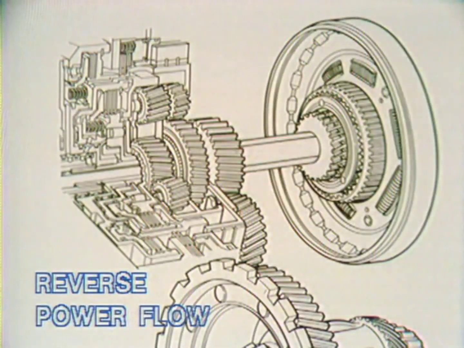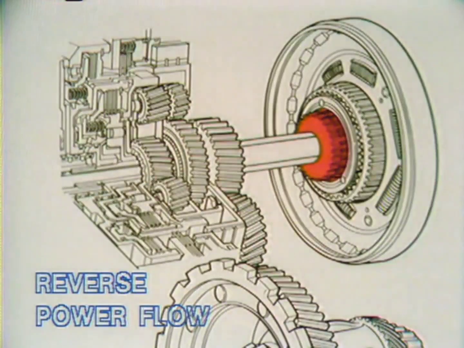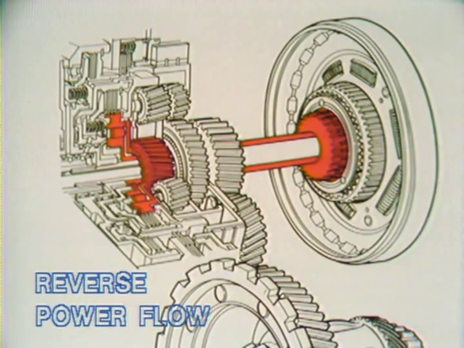Power flow in reverse is hydraulic drive from the impeller to the turbine, to the splitter sun gear, to the turbine shaft, to the one-way clutch and the low reverse sun gear, to the short planetary pinions, to the long planetary pinions, to the pinion carrier, to the final drive gears which turn in reverse reduction.